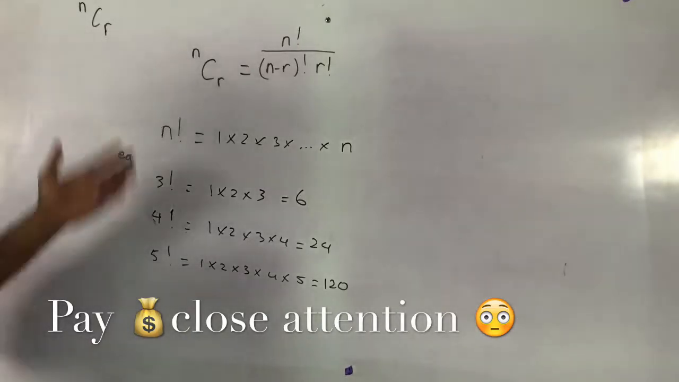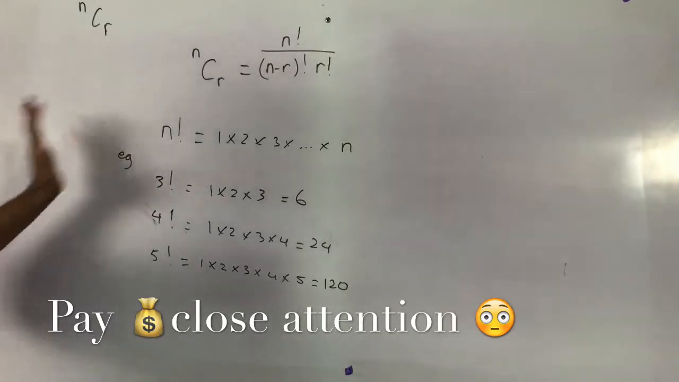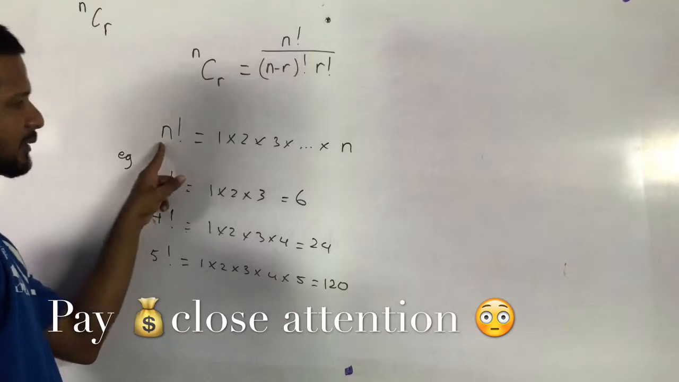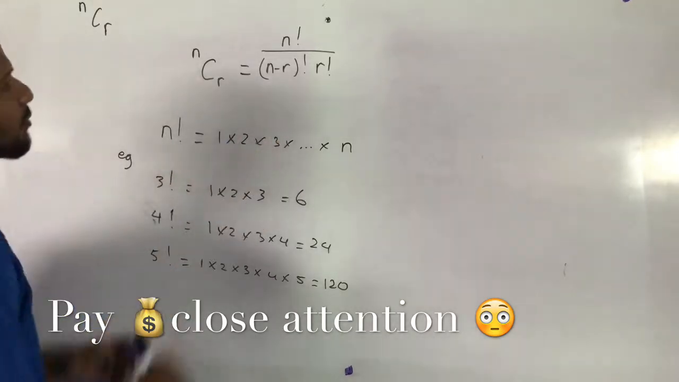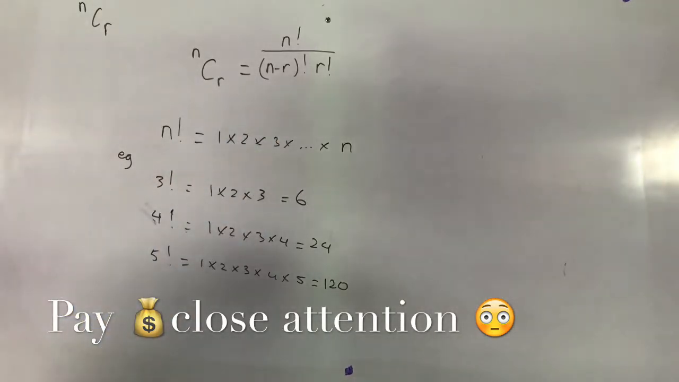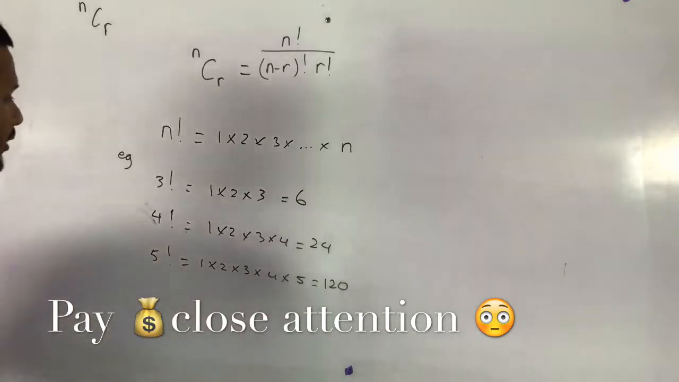Okay, so this is what factorial really is, right? You simply multiply from the first term to the n term, right? Find a product of all these values. Okay, so let's go back to finding NCR now.